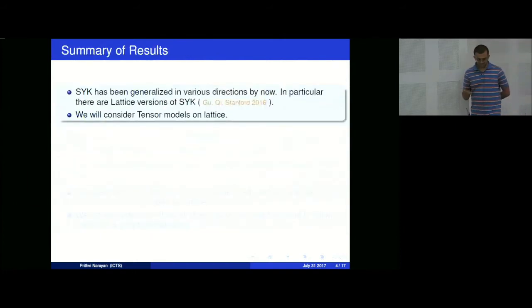So SYK has been generalized in various directions. For example, you could turn on flavor, and there are supersymmetric versions and global symmetry versions. There are again slightly different versions of lattice SYK, but here I will consider one particular version which is closer to the paper by Gu, Qi and Stanford in 2016, and we will consider tensor model versions of this.